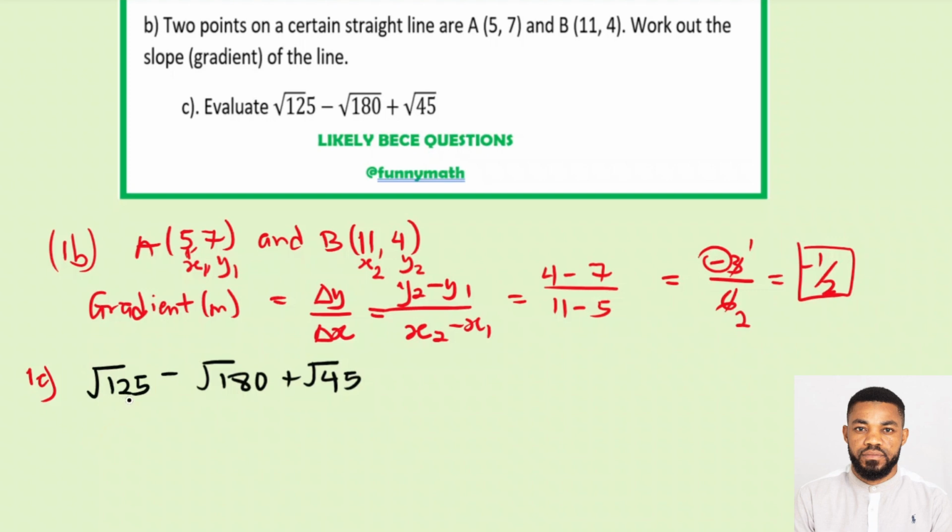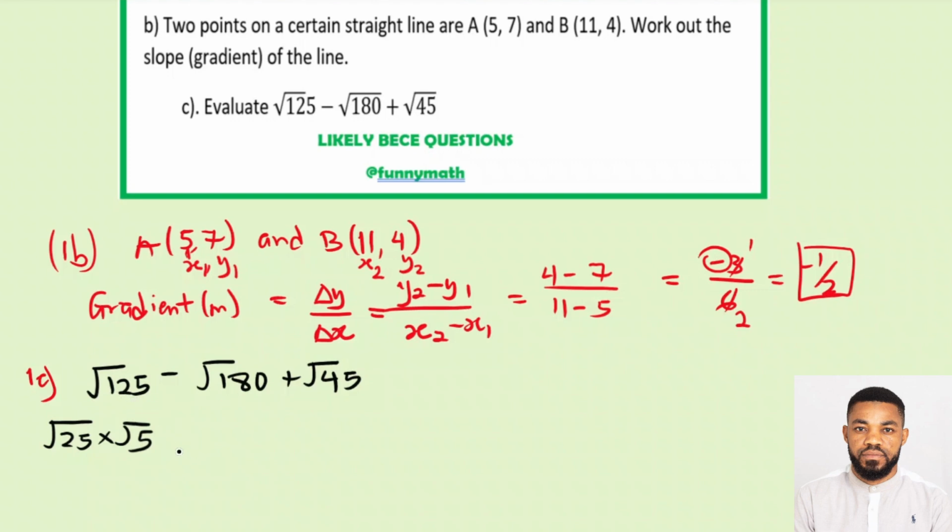We have the root of 125. So you just ask yourself, which two numbers are you going to multiply to get 125? If you don't know, you're not supposed to use a calculator. So you can use trial and error. You just look for two numbers that when you multiply, you get 125. And let me give you this trick. Any number that ends with 5, it means 5 can go into it. So it means we can multiply 5 by a certain number to get 125. And the number is going to be 25. So if you don't know, you can check it. So let's break this one down. So this is going to be the root of 25 times the root of 5. And that will give you this one.